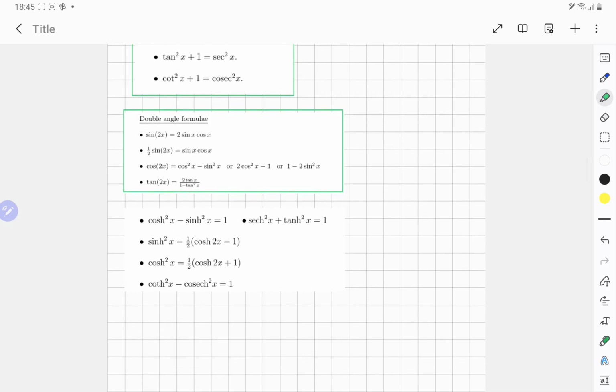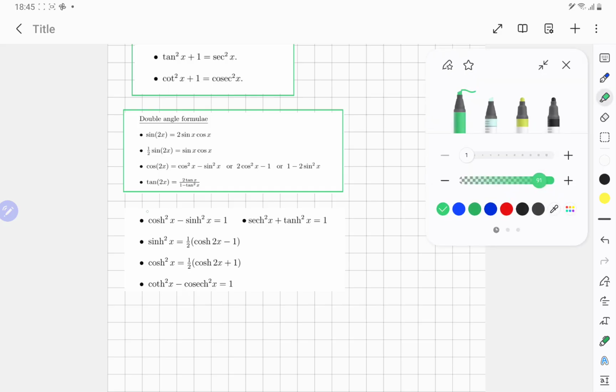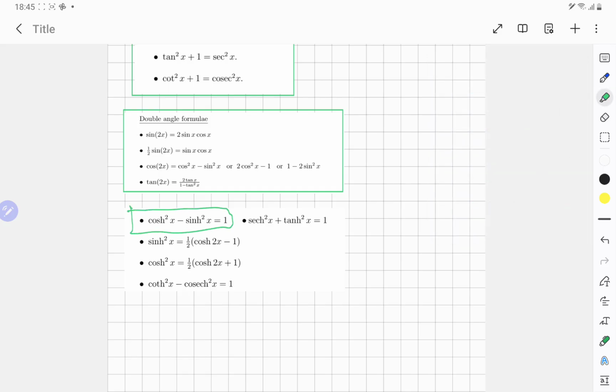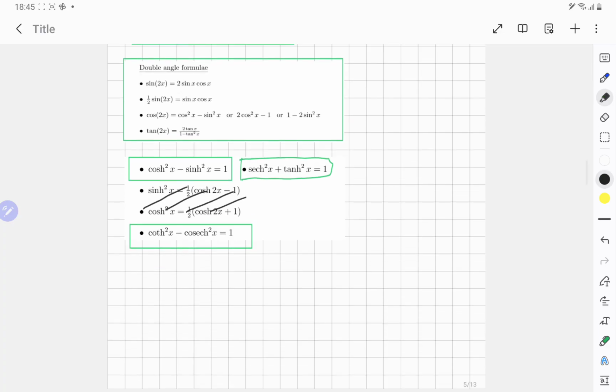And then we have, very important, the hyperbolic identities. Please familiarize yourself with them. If you haven't studied it before, now is the time, before you attempt any questions. Those three we're going to use a lot. You can actually just ignore these two for now.